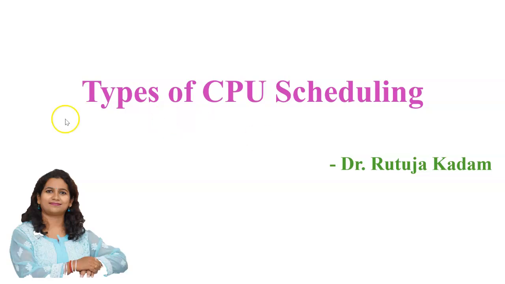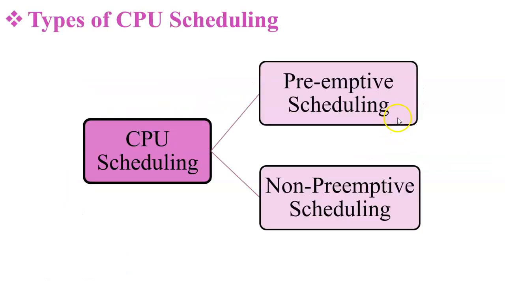Today, we will be learning about types of CPU scheduling in operating system. So basically, there are two types of CPU scheduling. One is preemptive scheduling, the other one is non-preemptive scheduling. The dictionary meaning of the word preemptive is to interrupt something or to stop something from its execution. Non-preemptive means without interrupting or without stopping something, the work should go on.